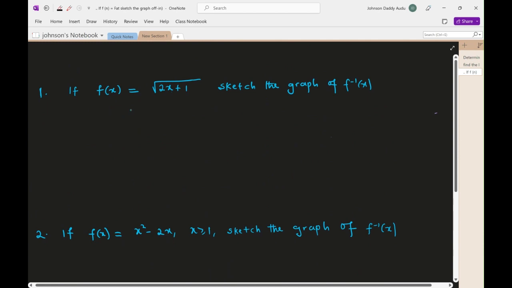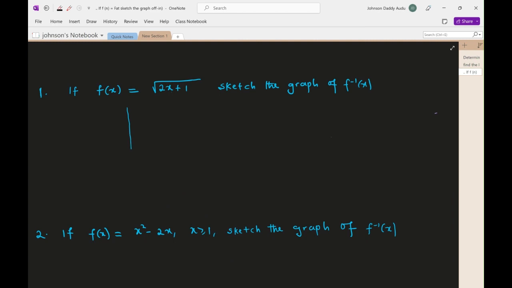Now, number 1, let's first of all sketch the graph of f. Now, this is the graph of f. This is a root function. Let's say this is our y-axis and this is our x-axis. Now we just need to know the x-intercept, by taking what is inside the root and equating it to 0, we'll have minus half. So it means we have this point.